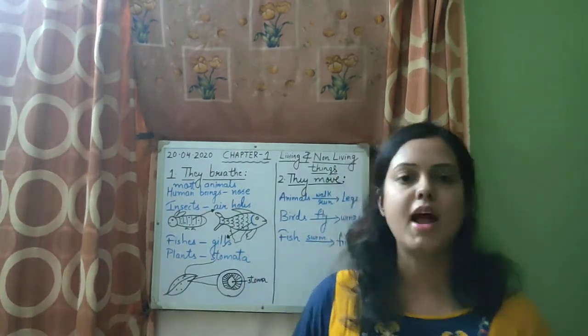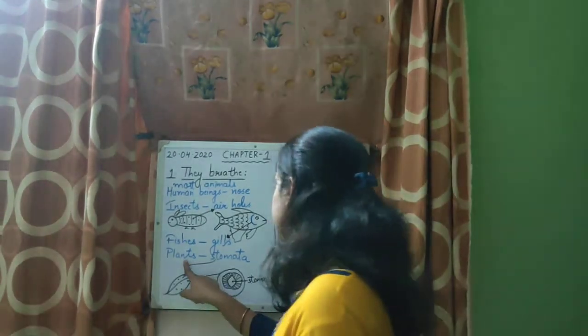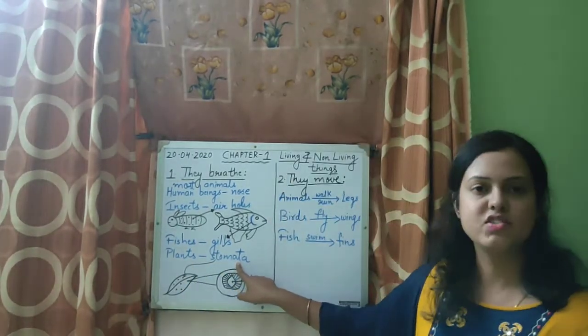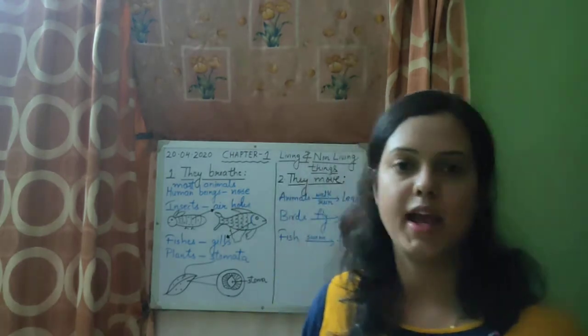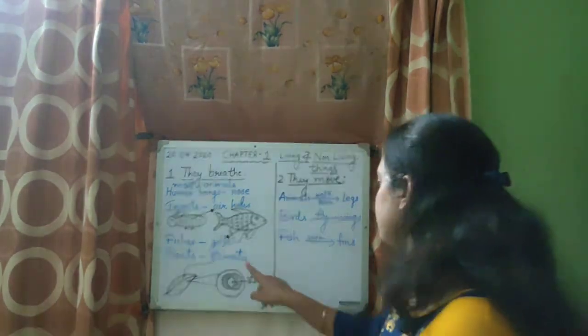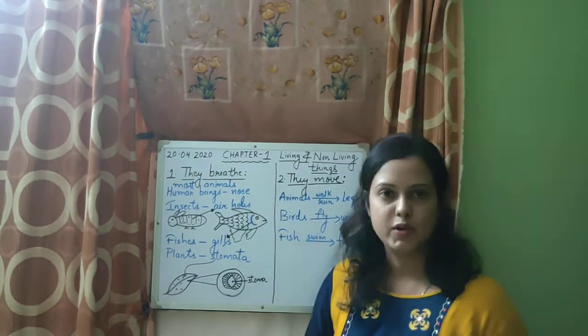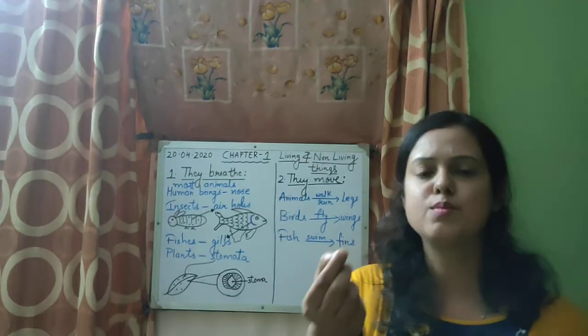Plants. How do plants breathe? Plants breathe with the help of a special structure called stomata. What is it called? Stomata. S-T-O-M-A-T-A. Stomata are also like air holes. They are also very small openings.